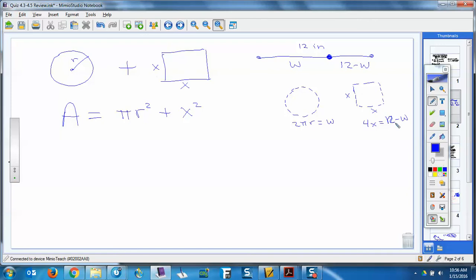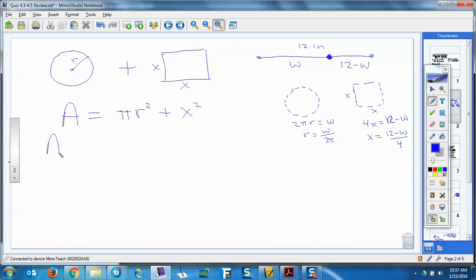So what could I now do with that? Solve, and which one will be my one variable? W will be my one variable. So on this one I could solve for r, and I'd get w over 2 pi. And on this one I could solve for x, and I would get 12 minus w over 4. Does that make sense? So I'm going to take that piece of wire and cut it into two. I don't know where I'm going to cut it, so w and then 12 minus w would be what's left, and I'm going to do that, okay?